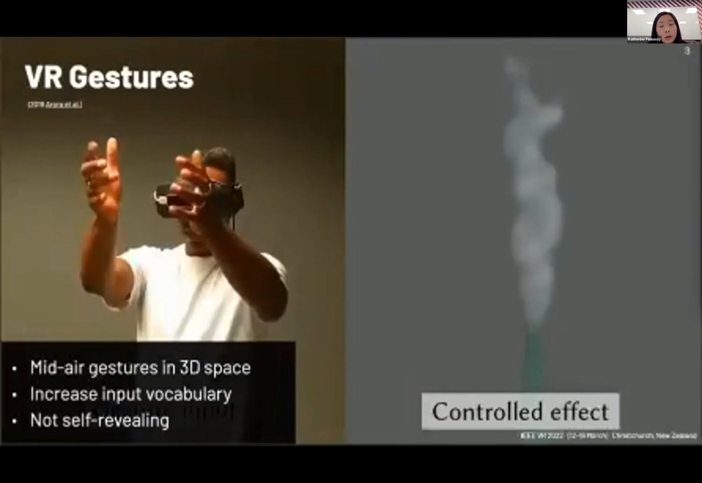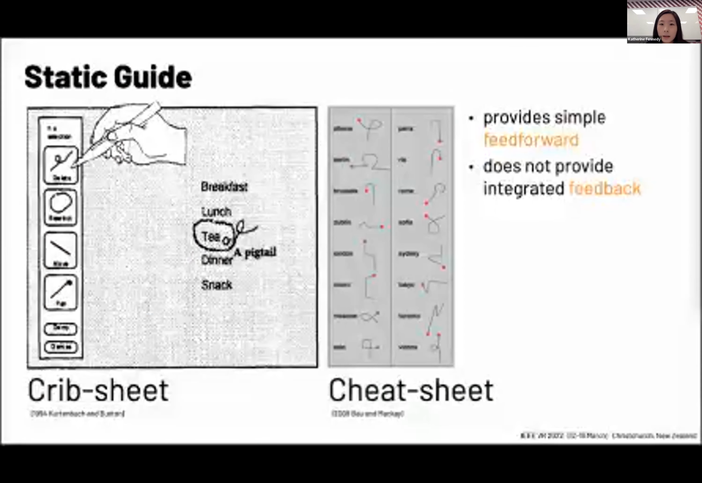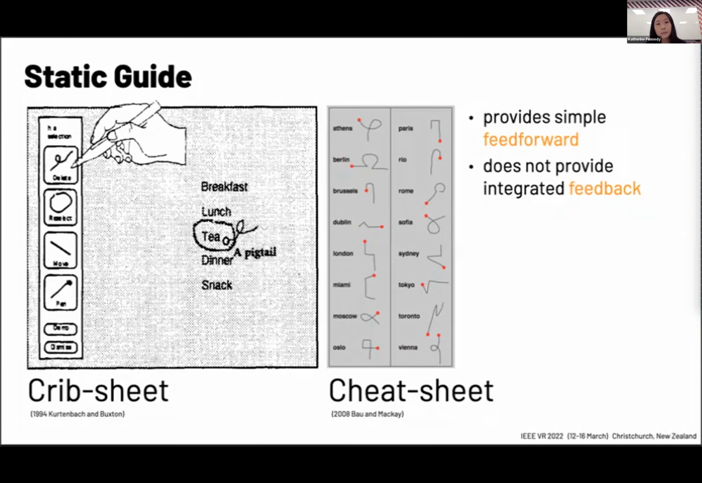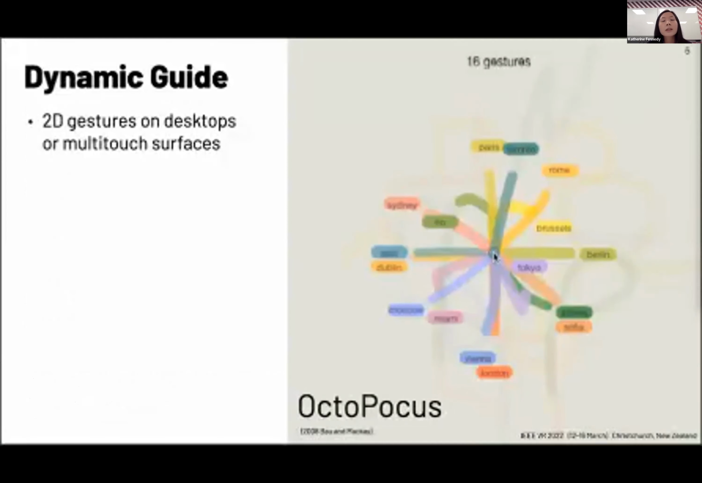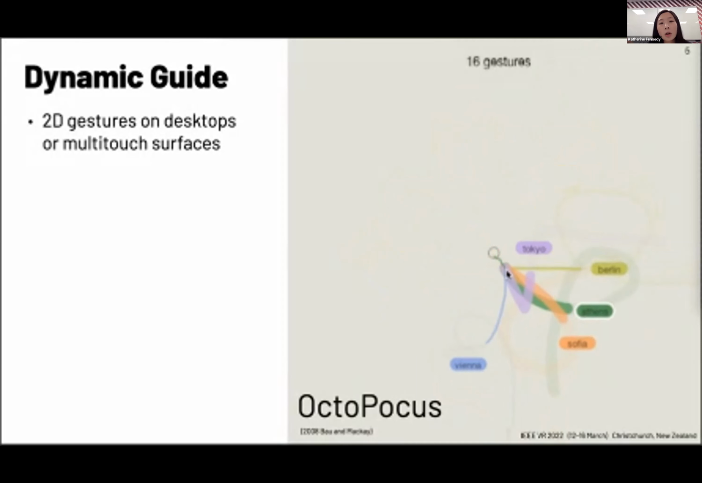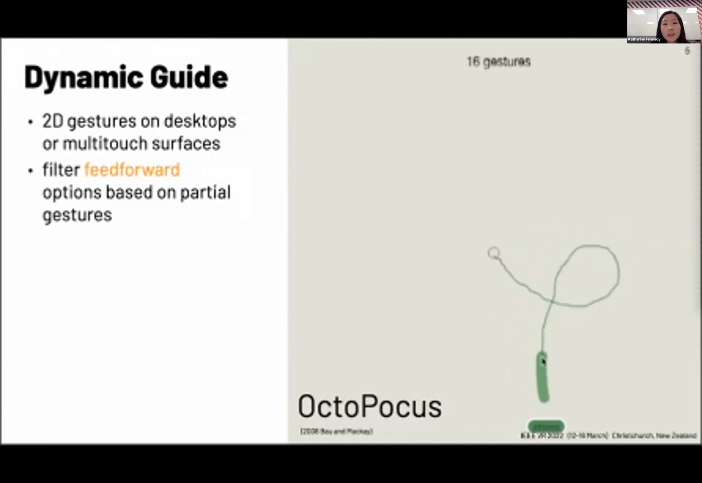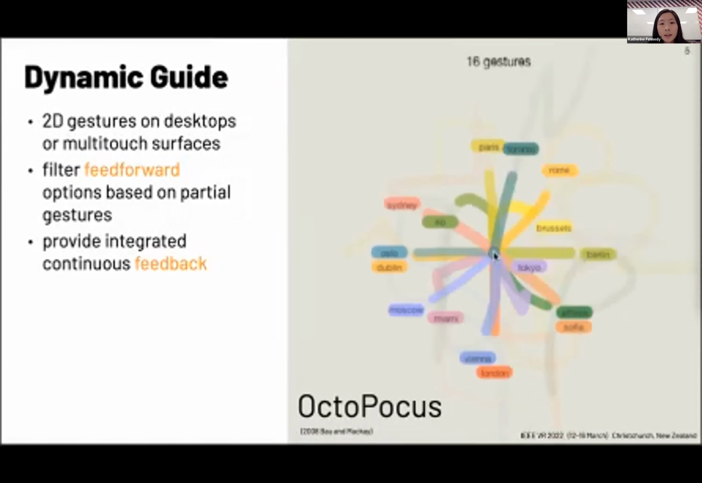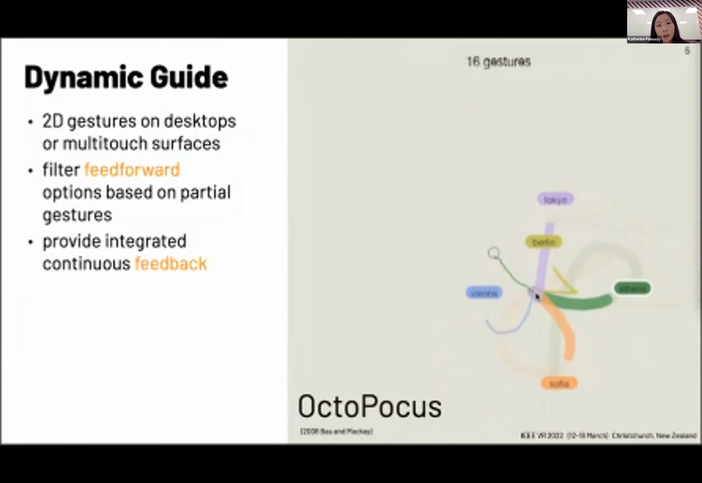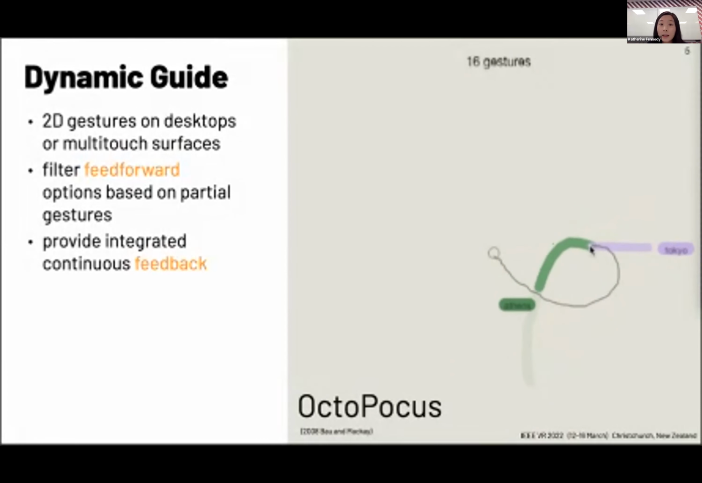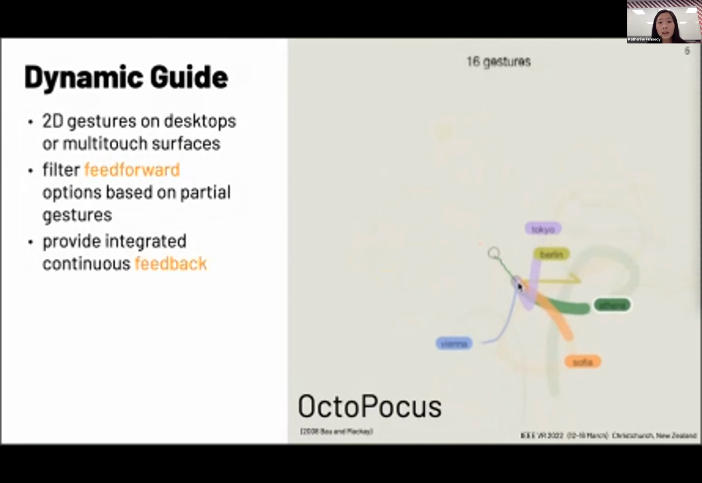One solution is to use a guide. A guide can be static, like a crib sheet or cheat sheet, that displays what can be done and what the result will be. Or a guide can be dynamic, like OctoPocus, which filters feed-forward options based on a partially performed gesture. OctoPocus also provides continuous feedback by dynamically rendering the line thickness of each path, such that less likely paths get thinner and eventually disappear while the most likely ones remain.